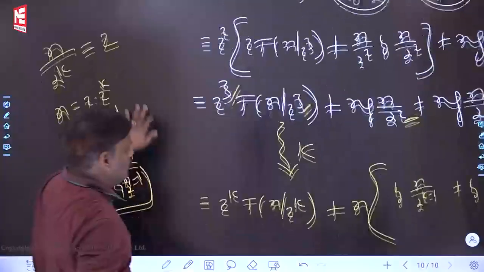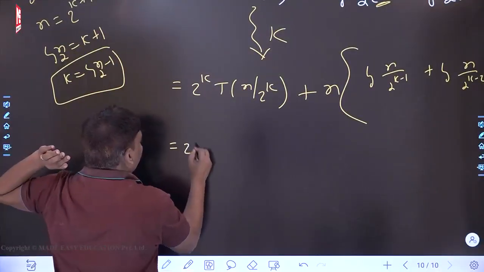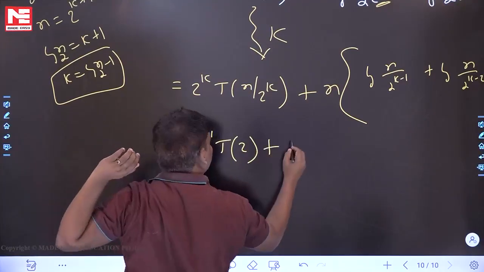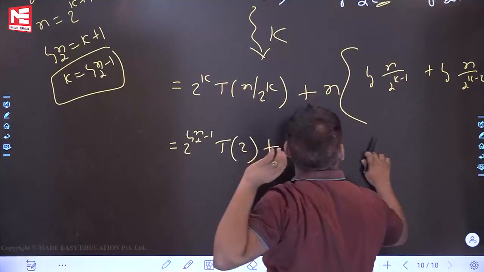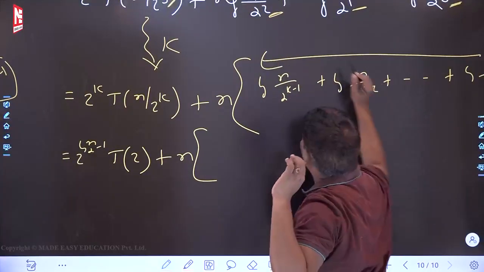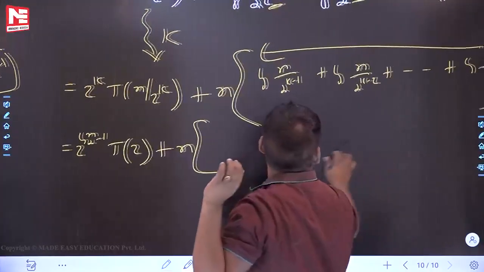Replace now k value by log n base 2. It becomes 2 power log n base 2 minus 1, it is the t of 2 plus n into, right? This series, if you want, you can write in the reverse order also. Whatever is convenient you can do. So let me do it in the reverse order.